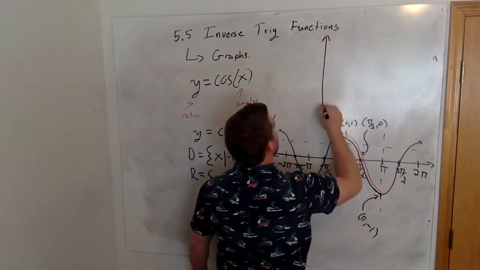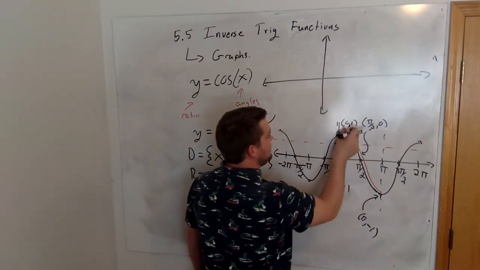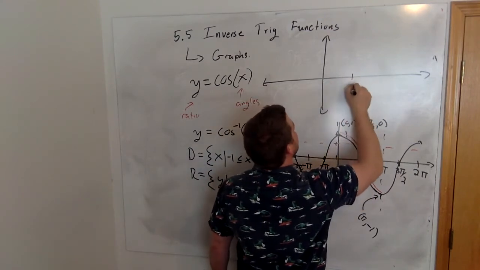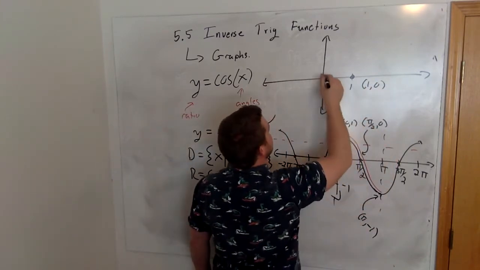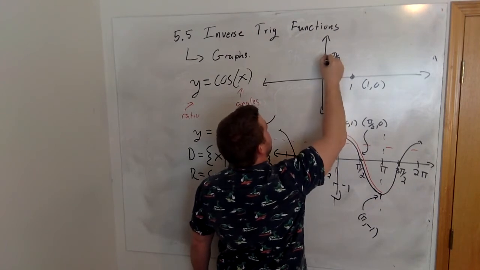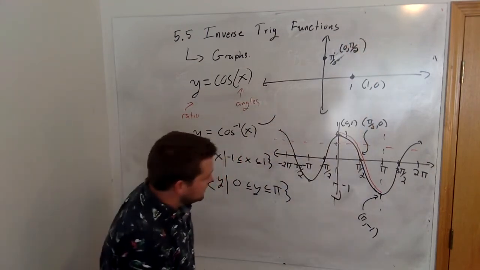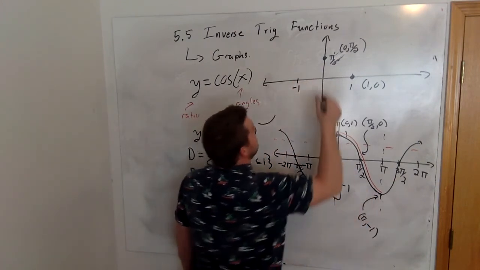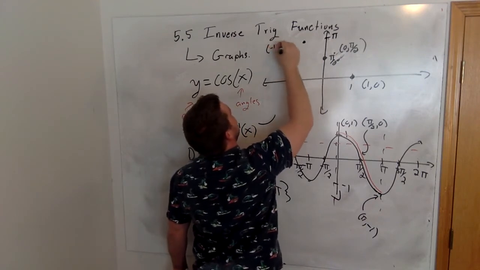So if I want to know what the graph of cosine inverse looks like, well, since 0, 1 is on cosine, 1, 0 will be on cosine inverse. So here's the point 1, 0. Then pi over 2 and 0 is on cosine, so 0 and pi over 2 is on cosine inverse. And since pi and negative 1 is on cosine, negative 1 and pi will be on cosine inverse. So here's negative 1 and pi.